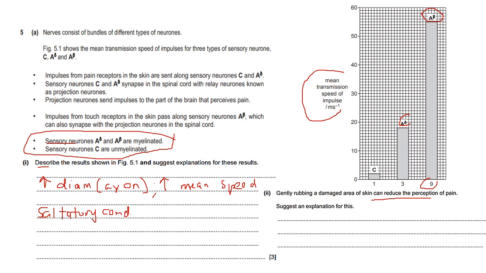Okay, then 2 says, gently rubbing a damaged area of skin can reduce the perception of pain. Suggest an explanation for this. So I guess something here it says suggest. So this is not based on fact, but it has to be deduced from fact, if that makes sense. So if you're rubbing a damaged area of your skin, it can indeed reduce the perception of pain because it will maybe transmit the impulses of you putting your hand on your skin much faster than the pain itself.